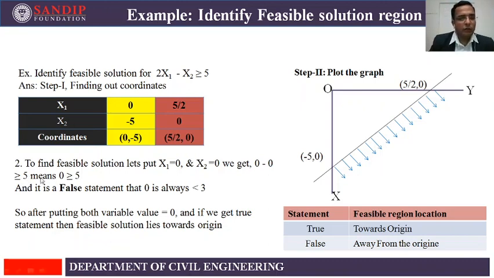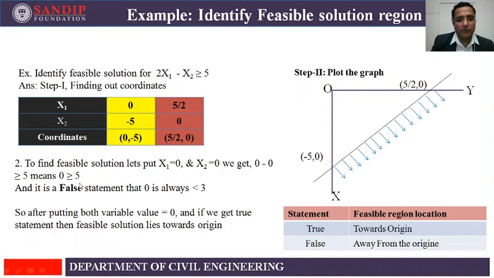So to find the feasible solution, let's put x1 equal to 0 and x2 equal to 0. We will get 0 minus 0 is greater than or equal to 5. So the final resulting statement is 0 is greater than or equal to 5. And actually it is a false statement, because 0 is never greater than 5. 0 is always less than 5. So the statement we have got is false.